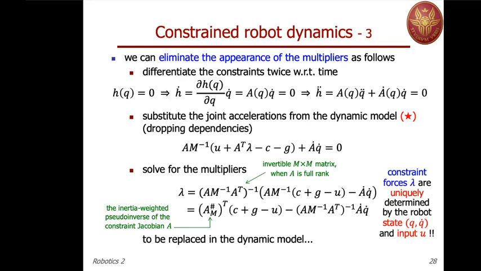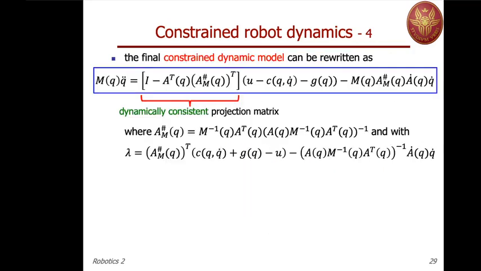It should be clear that lambda depends not only on the state of the robot, but also on what we are trying to apply as input torque at the joint. Now let's take this lambda. You will see that many terms appear. C, G, and U are coming from the model. In fact, they are reversed in sign. So if we replace lambda in the star equation, we finally get the constraint dynamic model, which is again a set of n second-order differential equations, which takes this form.